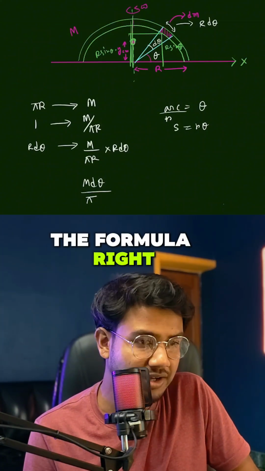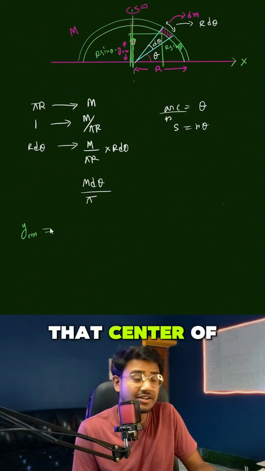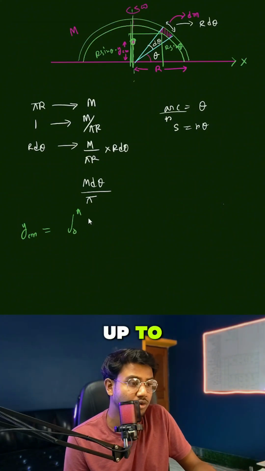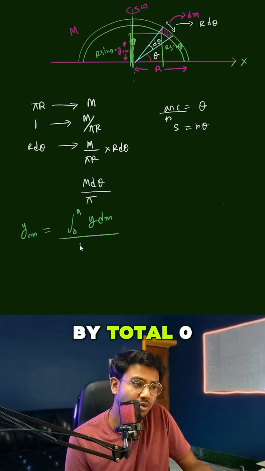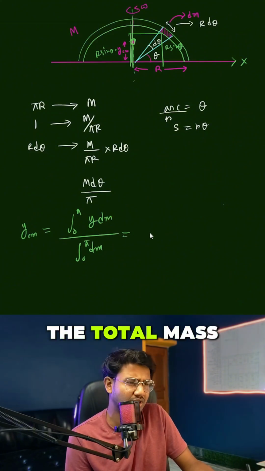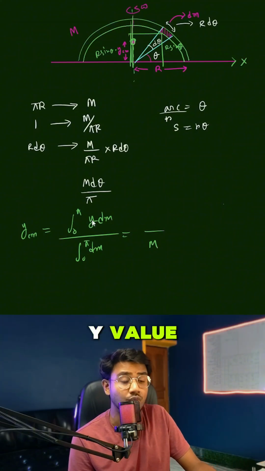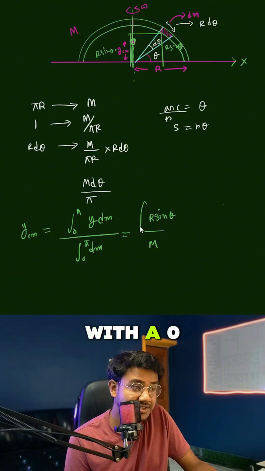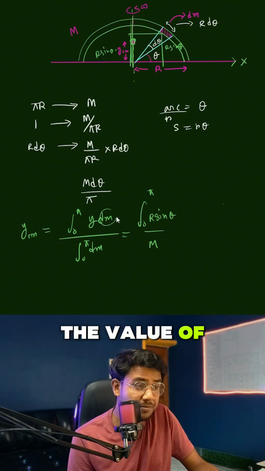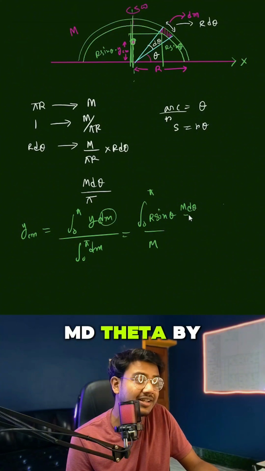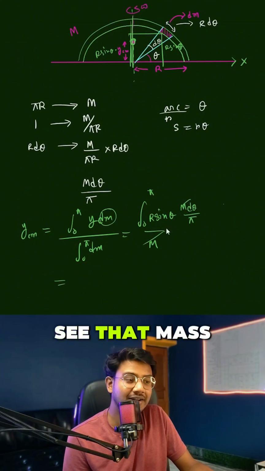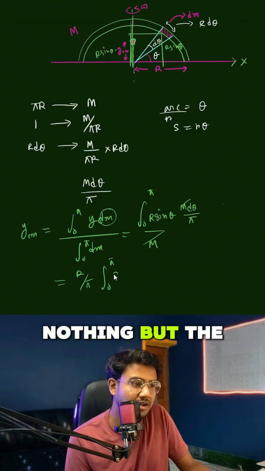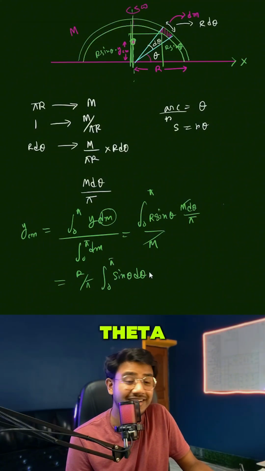So coming to the formula for y cm: since the center of mass is along the y axis, we can write it as the integral from 0 to pi, because it's a half circle, 180 degrees, of y dm, divided by the total integral from 0 to pi of dm. As we know, the total mass will be in the denominator, and the y value is nothing but this part, r sine theta, from 0 to pi. And the value of dm we already got is m d theta by pi. If you just solve it, you can see that mass and mass cancel, r and pi get taken out, and what remains is the integral of sine theta d theta.